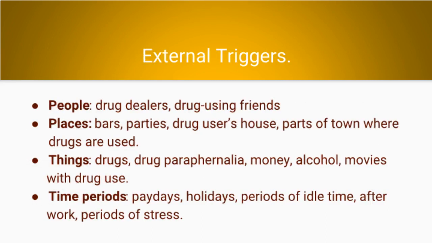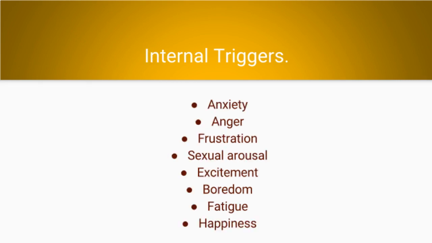External triggers. People: drug dealers, drug-using friends. Places: bars, parties, drug users' houses, parts of town where drugs are used. Things: drugs, drug paraphernalia, money, alcohol, movies with drug use. Time periods: paydays, holidays, periods of idle time, after work, periods of stress. Internal triggers: anxiety, anger, frustration, sexual arousal, excitement, boredom, fatigue, happiness.